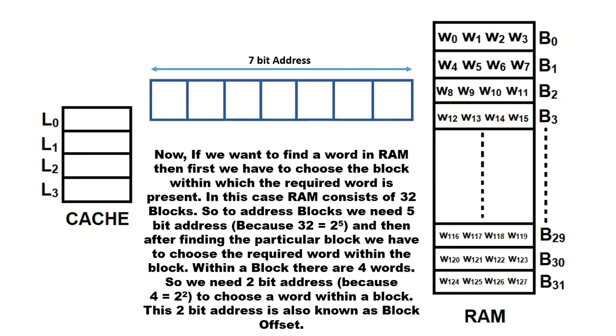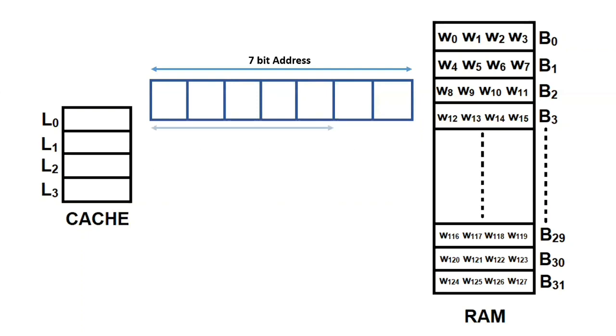Okay. So this 7-bit address consists of 2 parts. 5 bits are required to choose the block and 2 bits are required to choose the word inside the block, that is also known as the block offset. So these 5 MSBs are known as the block number and these 2 LSBs are known as the block offset. This type of numerical also comes in your semester exams as well as in GATE exams.